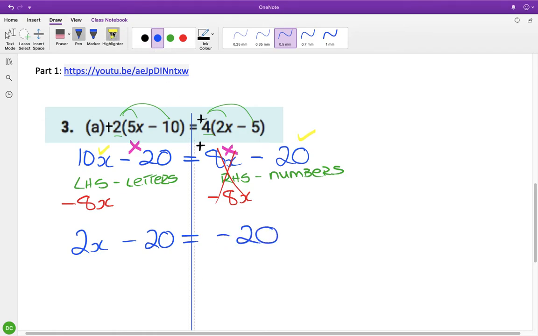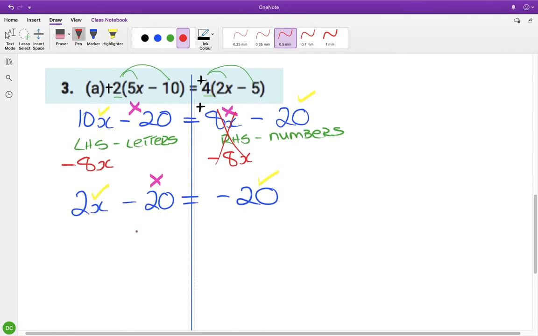Okay, so very quickly, hopefully you can see what's where, but anyway, on the left hand side I should have letters. This is a letter term, so it's fine. This minus 20 is not, so it shouldn't be there, it should be over here. And the minus 20 is on the right hand side, which is the number side, which is where it should be. Alright, so we need to get rid of the minus 20. We do that with the opposite, which is a plus 20. That will take that out.